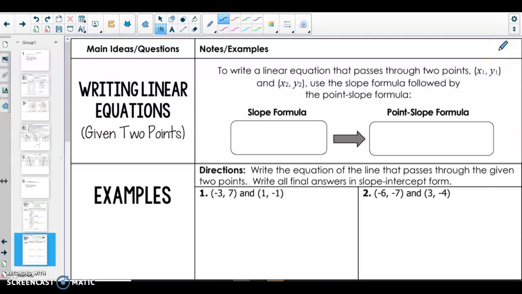What's up, guys? We're back for part 2 of 5.4, which is when we're writing equations of lines, so linear equations, and we're doing it without just having a slope and a y-intercept given to us. In this example, we are only given 2 points. So, for example, I'm going to be looking at the points -3, 7 and 1, -1, and trying to find the line that passes through both of them.